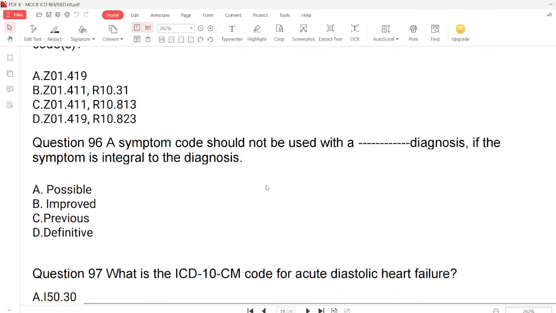Monica, check your code. That's not proper. No, Akash, C is not. D is the answer. Definitive diagnosis, if the symptom is integral to the diagnosis. Definitive is the answer. No, Srijaya, just check the code.